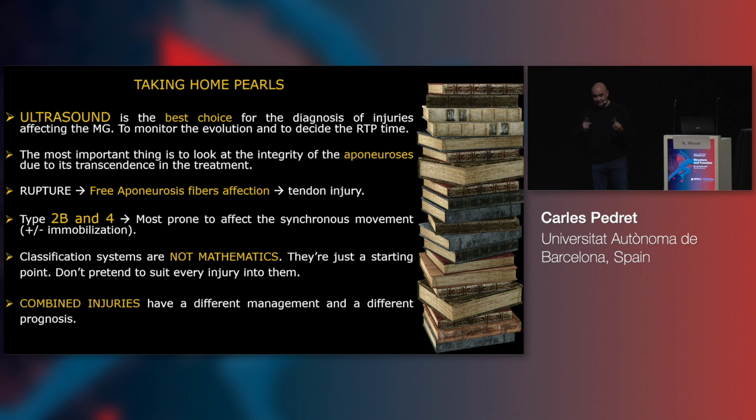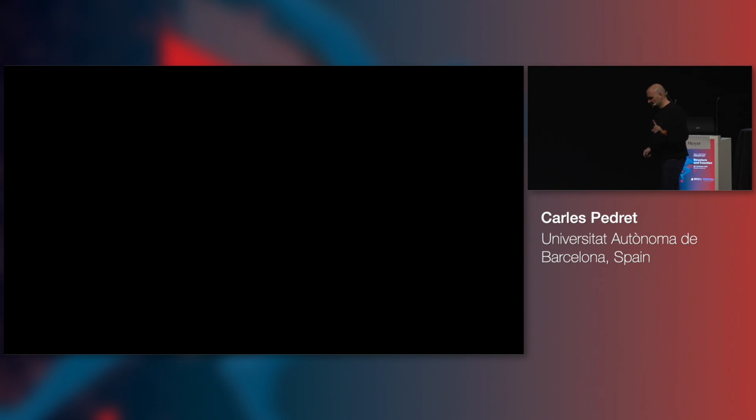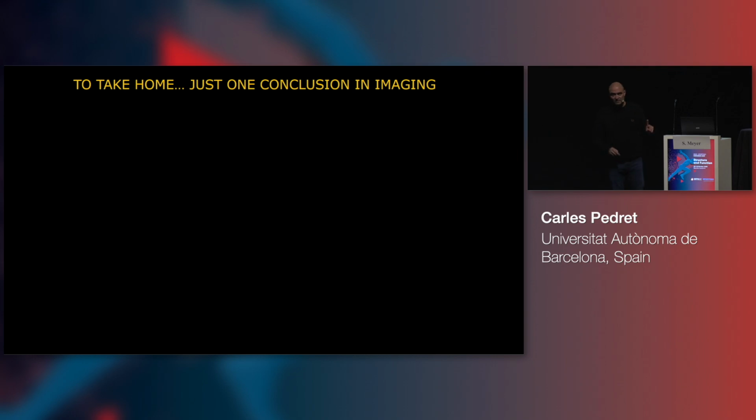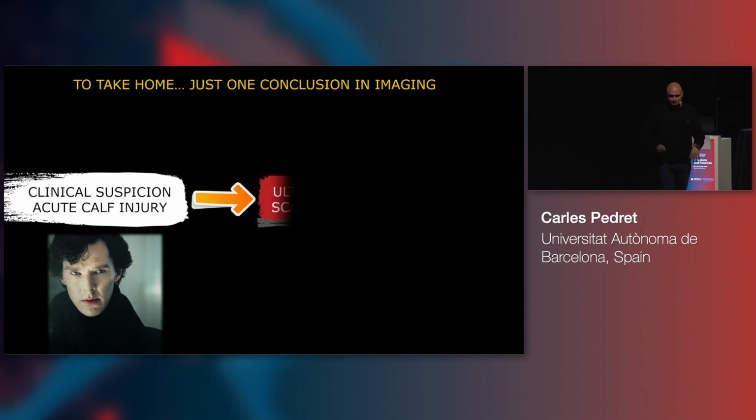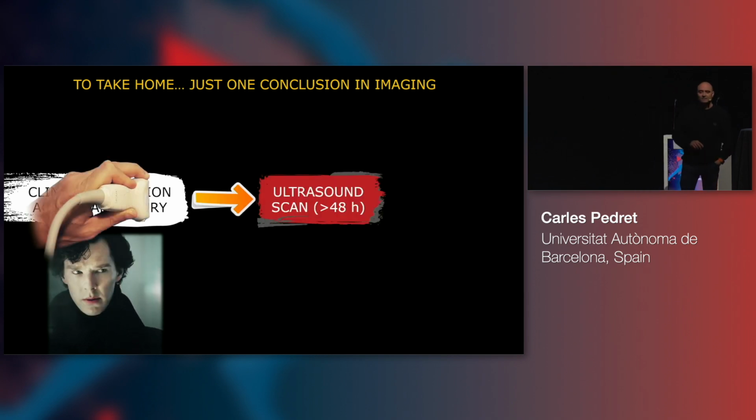Think about this every single time you use a classification system. They are just a starting point. And combined injuries have different prognosis, okay? Just one more thing before leaving in terms of imaging, if you ask. Clinical suspicion of an acute calf injury. Ultrasound scan, no need for MRI. No need for MRI, Rod.